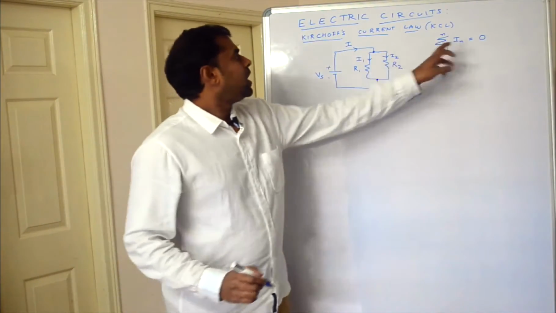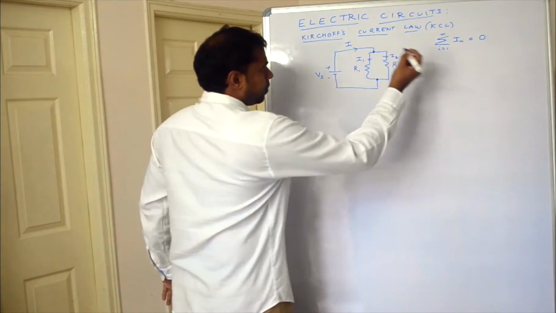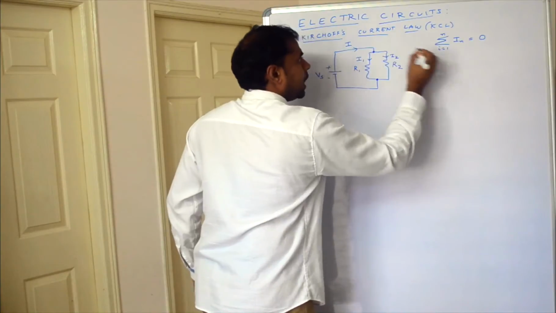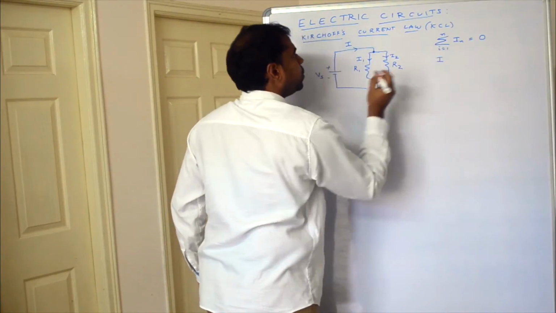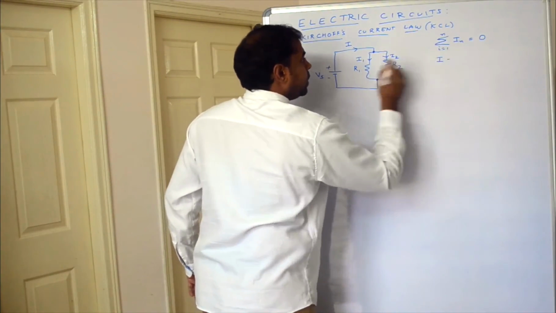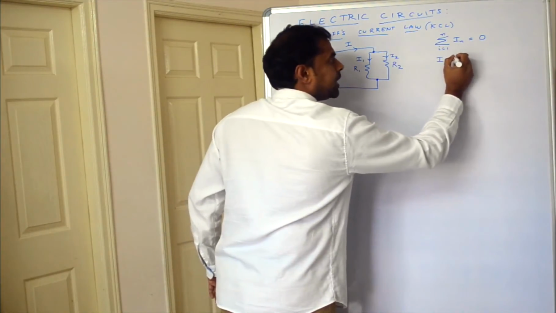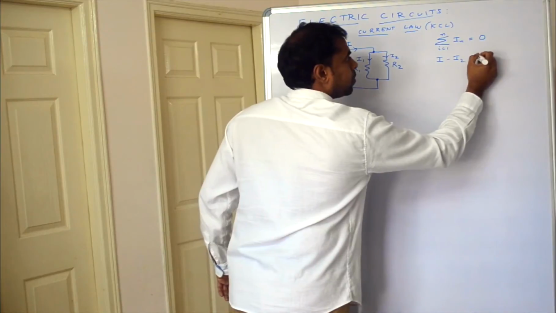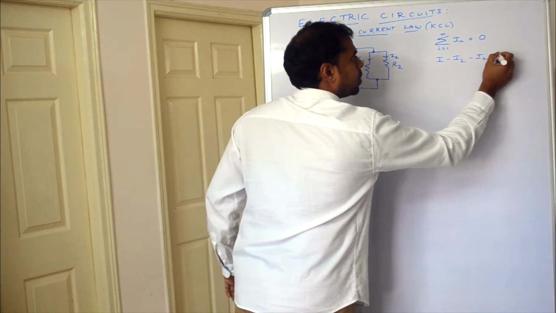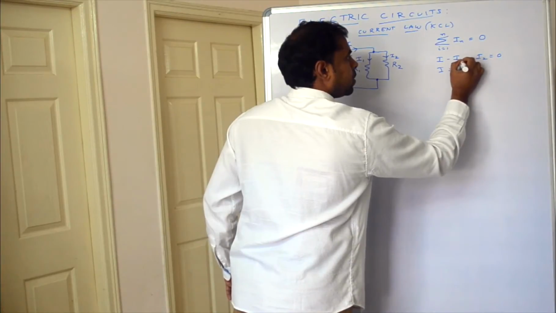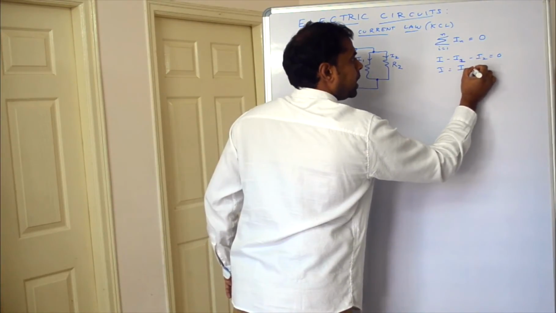Here if I apply this one, I am taking the entering current as positive, that means I as positive, then the leaving currents from this junction, I1 and I2, should be treated as negative. So I is nothing but I1 plus I2.